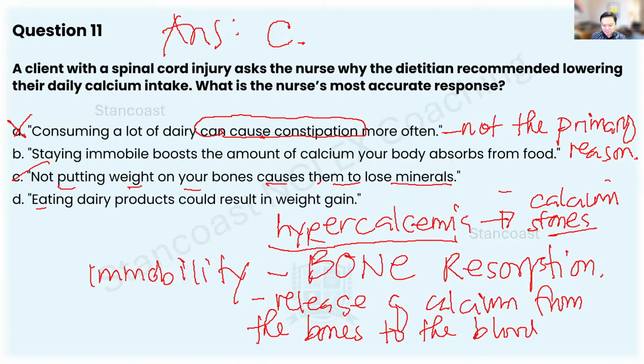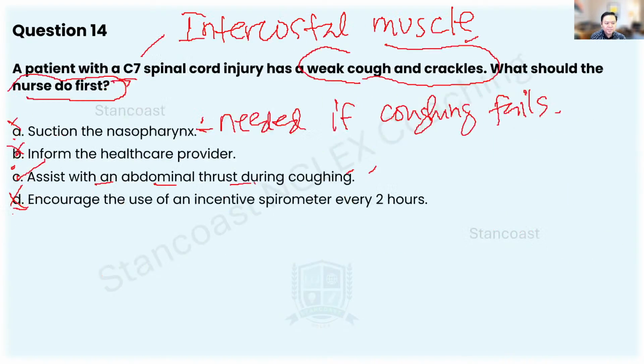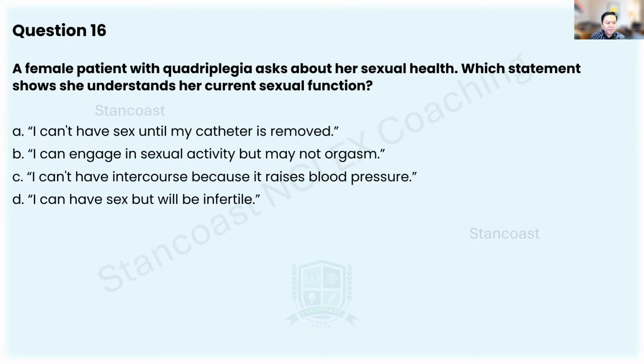Let's proceed into the next question. Where are we at? Hypercalcemia. Where are we? Number 16. Yes, number 16. A female patient with a quadriplegia asks about her sexual health. Which statement shows that she understands her current sexual function? Is it A, I can't have sex until my catheter is removed? B, I can't engage in sexual activity but may not orgasm? C, I can't have intercourse because it raises blood pressure? And D, I can have sex but will be infertile.